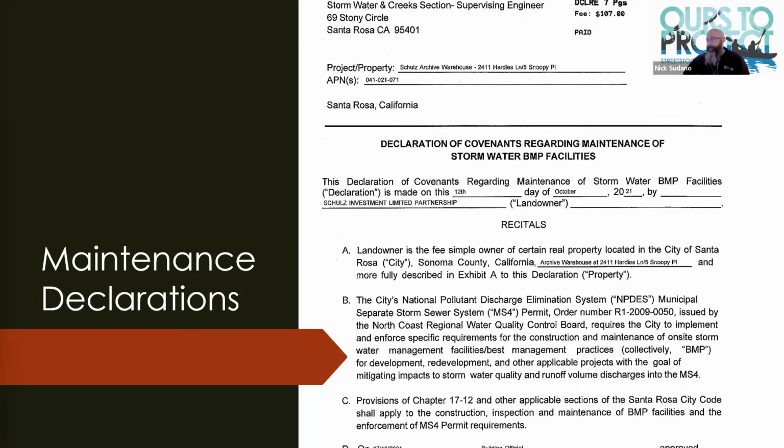to be maintained. And it basically talks about the responsibility of the owner to maintain these as originally designed, which we are holding accountable through our local stormwater ordinances for us to be in compliance with our MS4 permits.